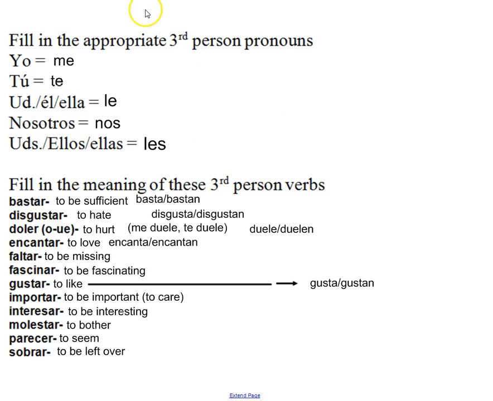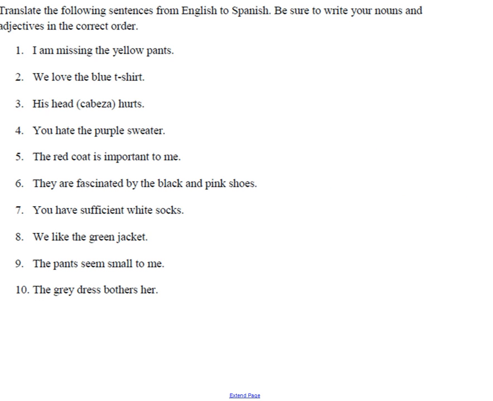Now, we're going to first pick out a pronoun, so one of these pronouns here, and then we're going to have the third person verb, one of these verbs here. We're going to choose that, and then you're going to have whatever's left of your sentence. So let's do some of these examples and maybe it'll make more sense. Let's do this one. I am missing the yellow pants. Translate from English to Español. Let's look at this first part. It says, I am missing.